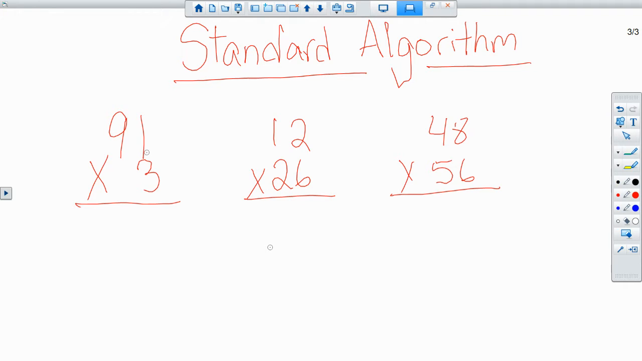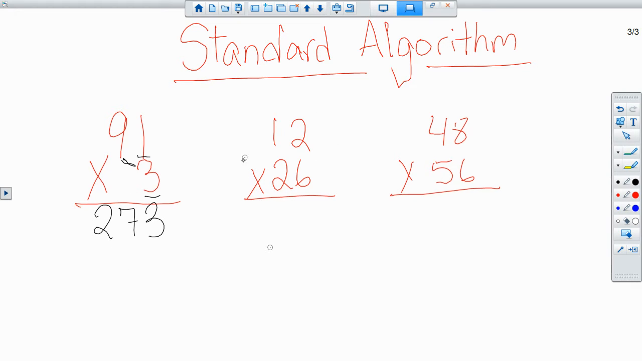So 91 times 3, we are going to start off by multiplying the ones places. 3 times 1 is 3, and then we're going to multiply 3 times 9, and because we're not going to put it down here to add, we're putting it right in the problem. It's going to go right next to it. We don't have to worry about the value being a 90. So 9 times 3 is 27. So our answer is 273. We don't have to write anything down here because we're not doing partial products. We're doing the whole product right at once.